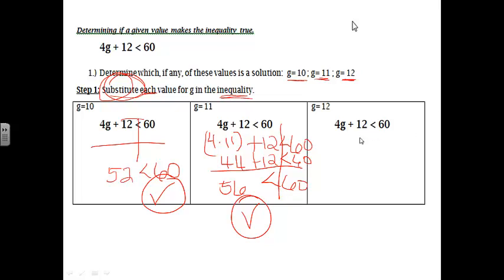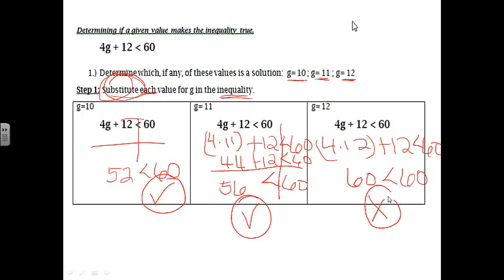So let's see if 12 would work. 4 times 12 plus 12 is less than 60. 4 times 12 is 48. Is 60 less than 60? No, because it's not less than or equal to. So 12 would not work.